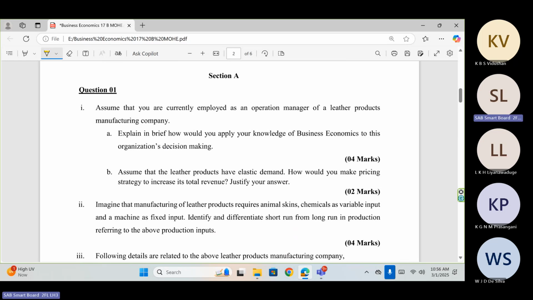Assume that the leather products have elastic demand. How would you make a pricing strategy to increase its total revenue? Justify your answer. So what is elastic demand? Elastic demand means what?